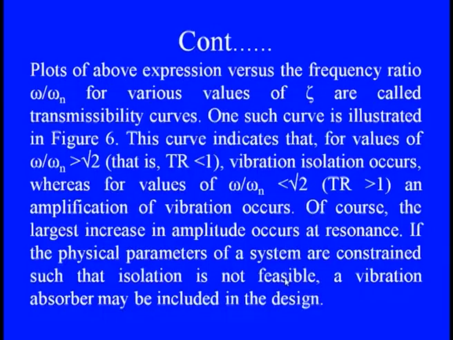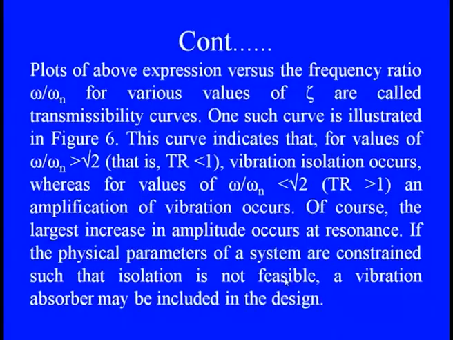Whereas when omega by omega n is less than that, the transmissibility just increases, meaning the vibration is immediately transmitted and amplified, so the isolator is not effective. So we need to re-choose the physical parameters of the system so that the isolation is effective, or the absorber should be there in such a way that it can at least minimize the transmission.